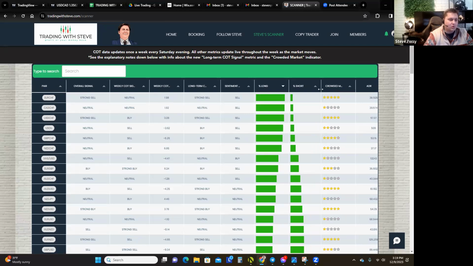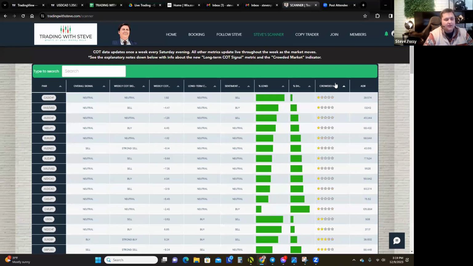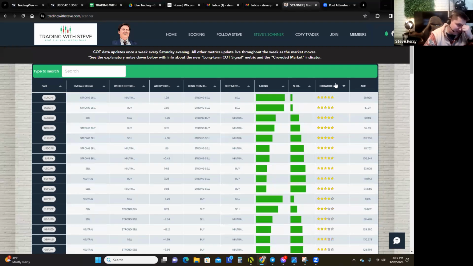The next one is pretty cool. This is the crowded market alerter. It's based off of 1 out of 5. I might make this 1 out of 10 stars. I'm not sure, but for now, it's just 1 out of 5. When you get 5 out of 5 stars, what that means is, again, the banks have a very large position on these currency pairs. And the long-term signal becomes a lot more valid when you get 5 out of 5 stars.